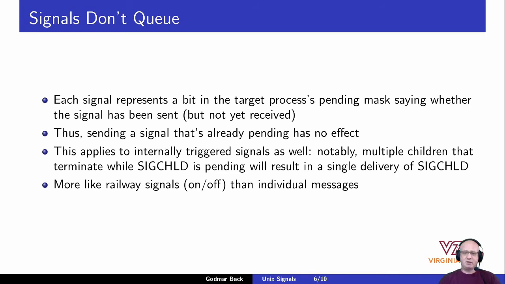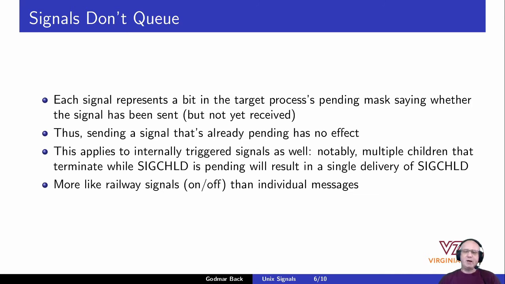But while a signal is pending, additional events that cause that same signal to be sent will not trigger the delivery of two signals to the process. So we say signals do not queue. It is wrong to think of them as messages that could be sent to a process, where if you send three messages, three would be received. In this sense, they are more like railway signals: a signal that is turned on stays on until the signal is delivered, when it is reset to off. This is also sometimes called level triggered, like in electronics.